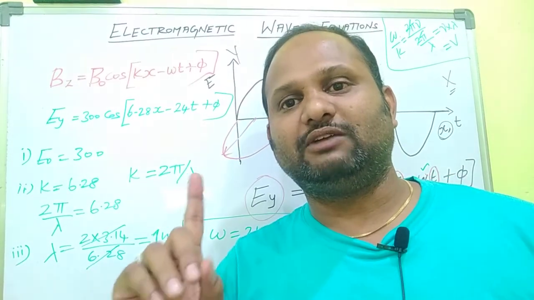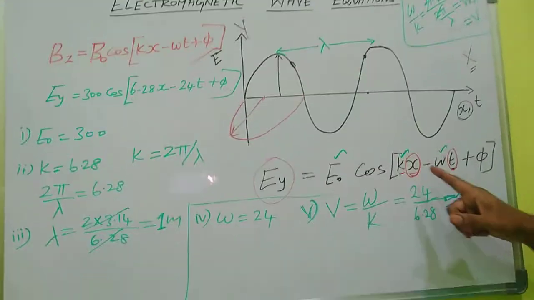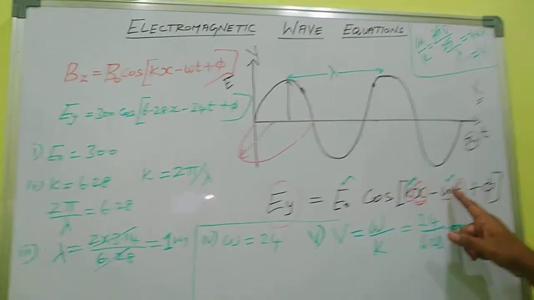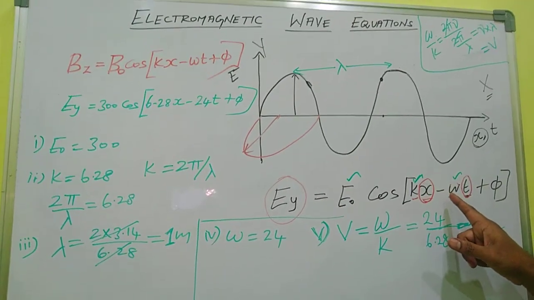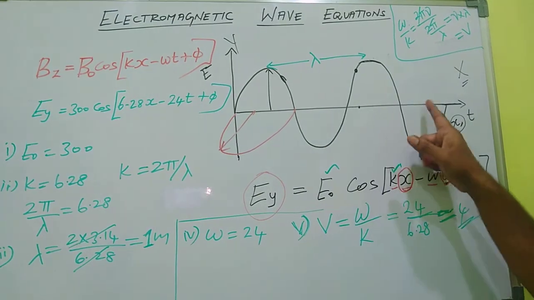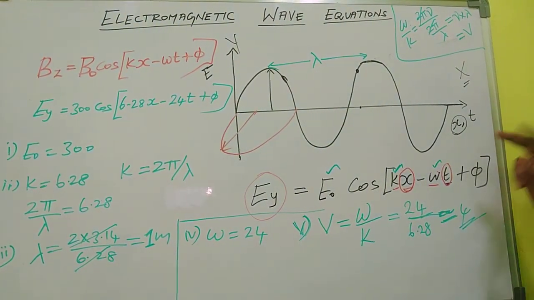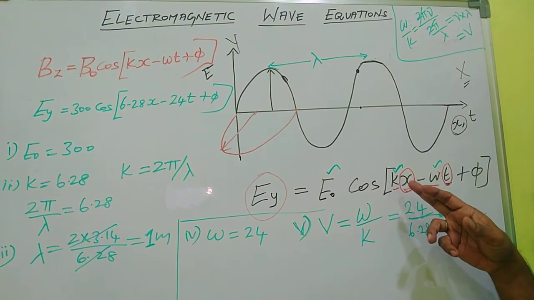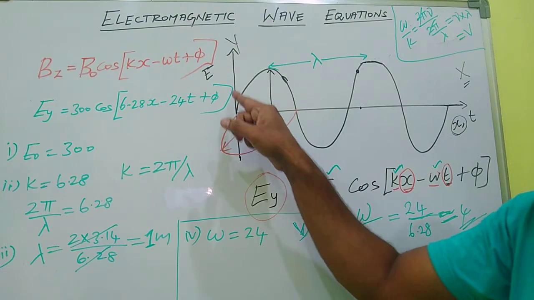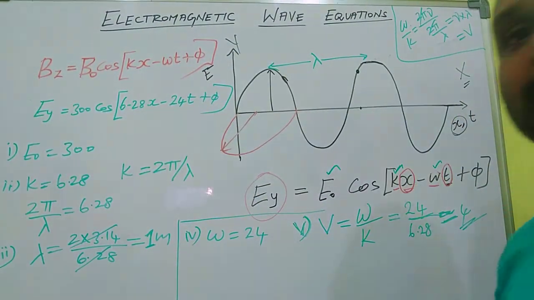The last thing I want to tell you is this. In this electromagnetic equation, the kx value is positive and the omega t value is negative. That means the wave is propagating along the x direction. Now the wave is propagating in the direction of x. If both values are positive, that means plus kx plus omega t, then the wave is propagating in the direction of negative x. That means this direction.